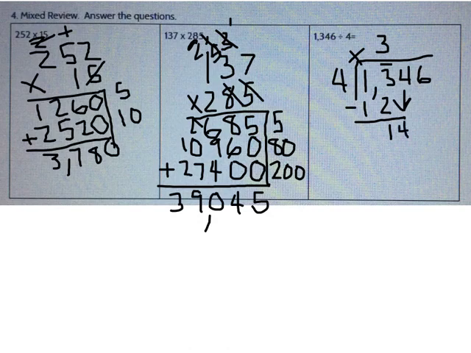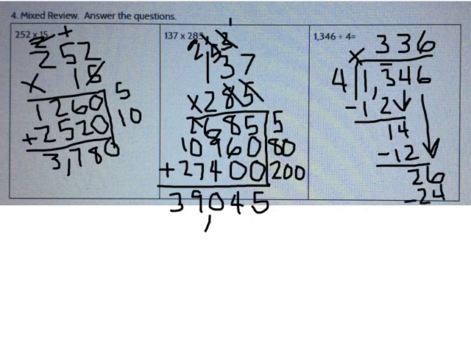4 goes into 14 3 times. 3 times 4 is 12. I subtract, and I have 2 tens left over. Bring down my 6 so I can divide in the ones place. 4 goes into 26 6 times. 6 times 4 is 24. When I subtract, I have a remainder of 2. The answer is 336 remainder 2.